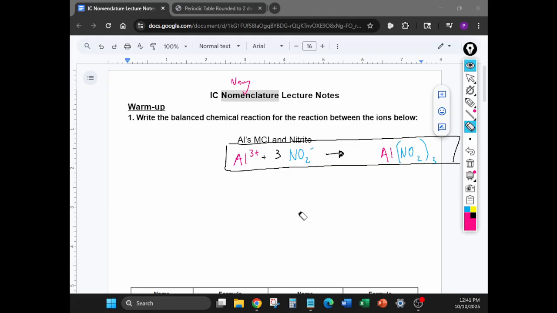So we're going to learn all the rules for naming these ionic compounds, and then we're going to do a couple of practice problems, and that's pretty much it for today. So the actual hard work is not too bad. We've been doing it. We're just going to be adding on some naming.